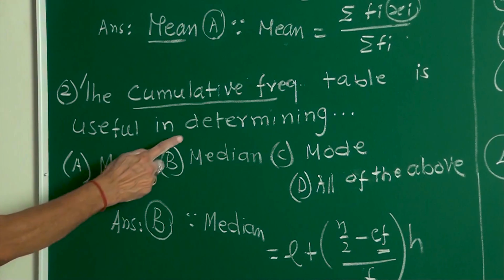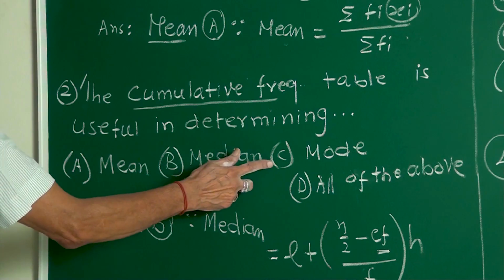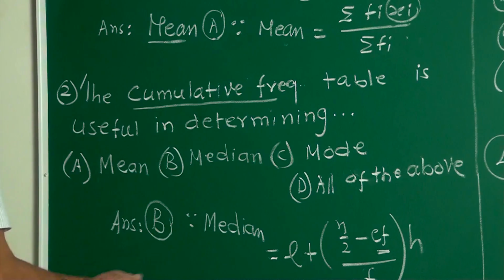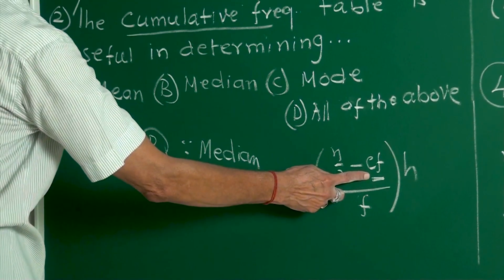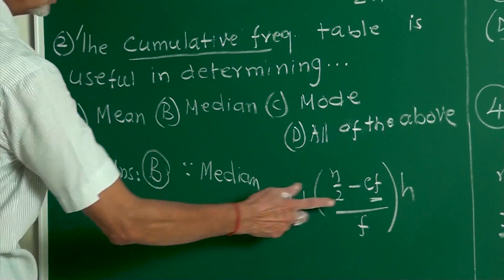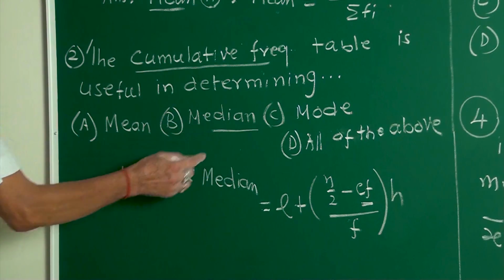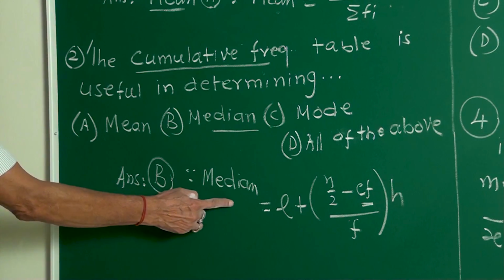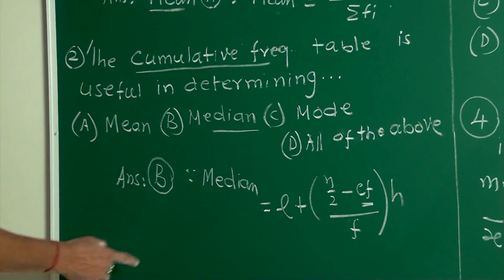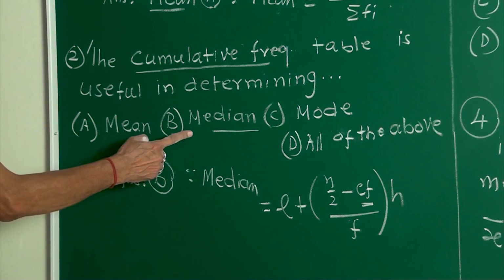Second, the cumulative frequency table is useful in determining, my friends, first mean, median, mode, all of the above. You know the formula CF, cumulative frequency. That cumulative frequency we use in finding the median. Therefore, what is the answer, my friend? B is the answer, because the formula to find the median contains cumulative frequency CF. So the answer is median.